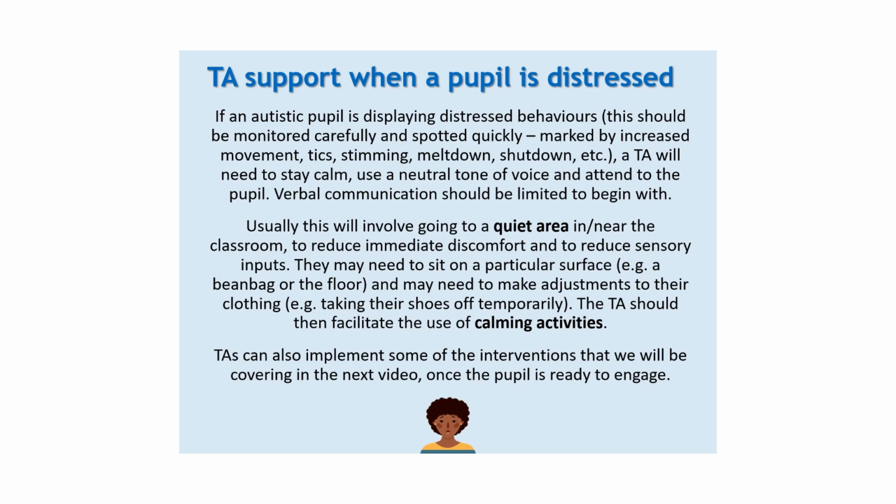Usually, this will involve going to a quiet area, in or near the classroom, to reduce immediate discomfort and to reduce sensory inputs. They may need to sit on a particular surface, for example a beanbag or on the floor, and may need to make adjustments to their clothing, for example taking their shoes off temporarily. The TA should then facilitate the use of calming activities. TAs can also implement some of the interventions that we will be covering in the next video, once the pupil is ready to engage.